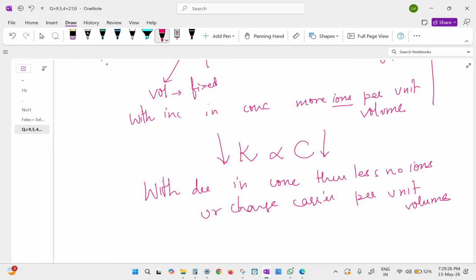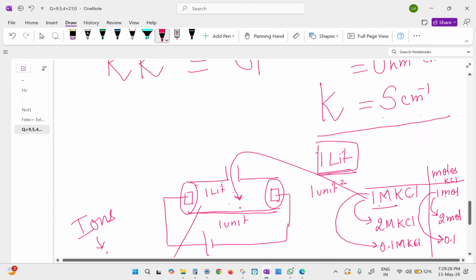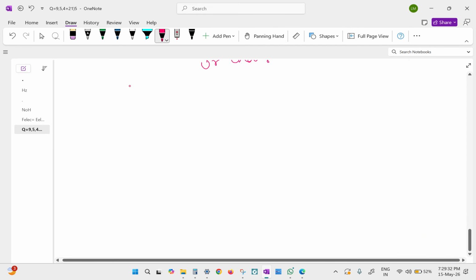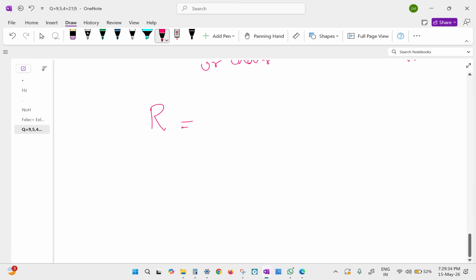Yes, ma'am. So what is the definition of conductivity now? See, we'll put it this way. What is the definition for conductivity? Again, R is equal to 1 by kappa L upon A, or we can put it as conductivity is equal to 1 by R L upon A. 1 by R can also be taken as conductance, though in chemistry we are not using any term, any expression for it, simply.